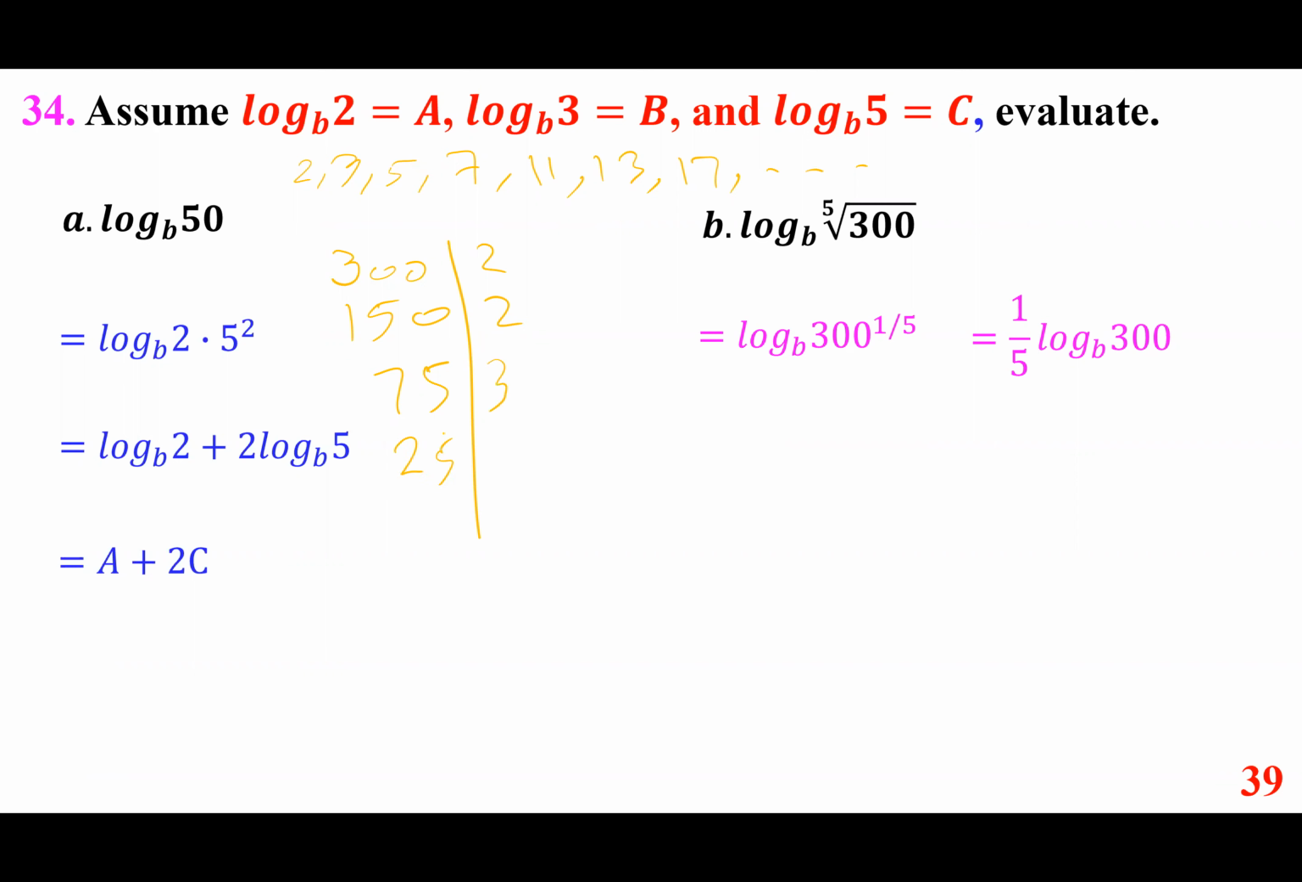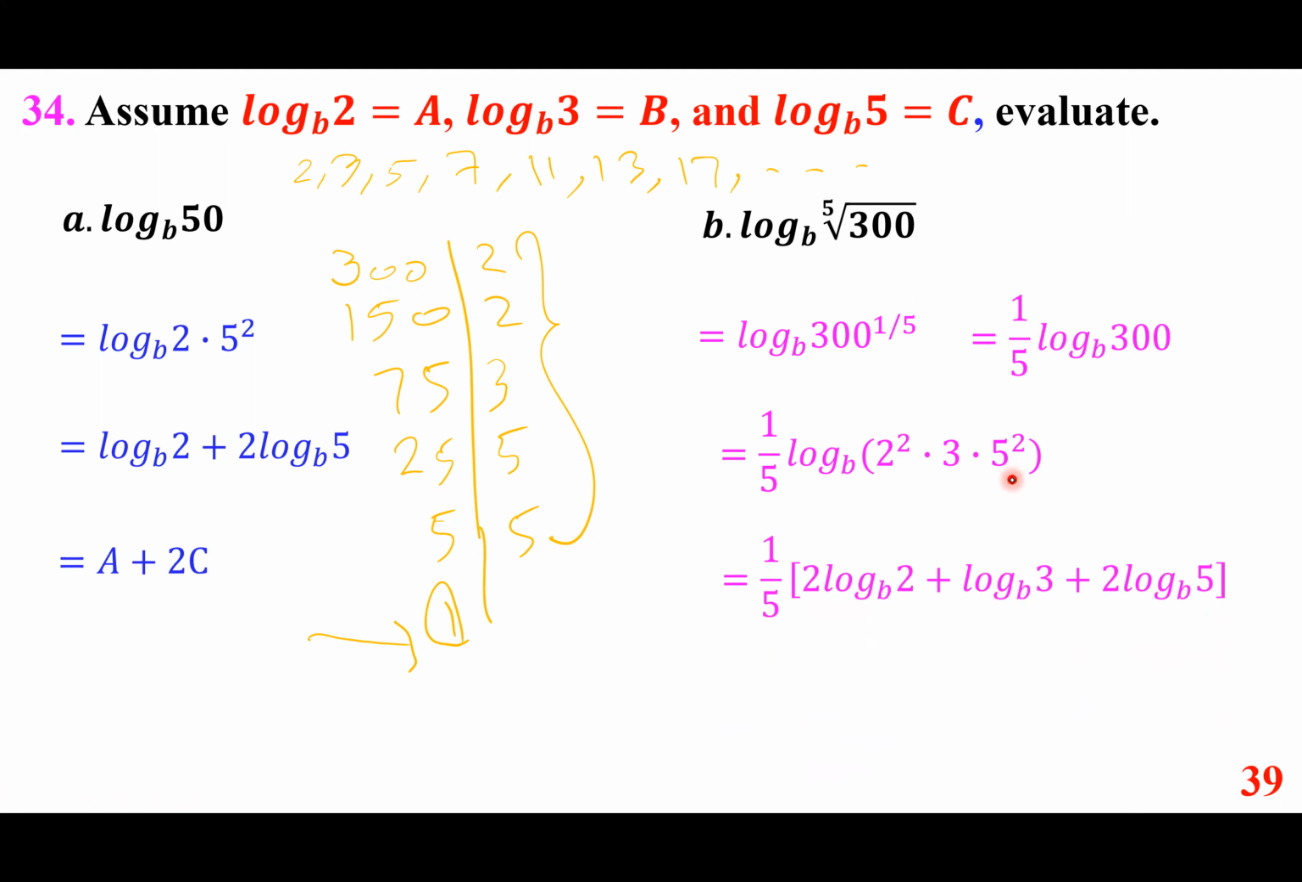I can no longer divide by 3. I divide by 5, gives me 5. 5 again gives me 1, and this makes it done. And this is the factored format, 2 squared times 3 times 5 squared. By now we can break this into pieces. So this is 2 log 2, this is plus log 3, this is 2 log 5. And now you replace them. And we get 1/5 of 2a plus b plus 2c, which is the final answer.